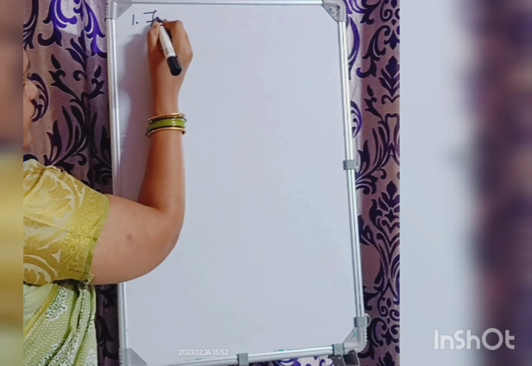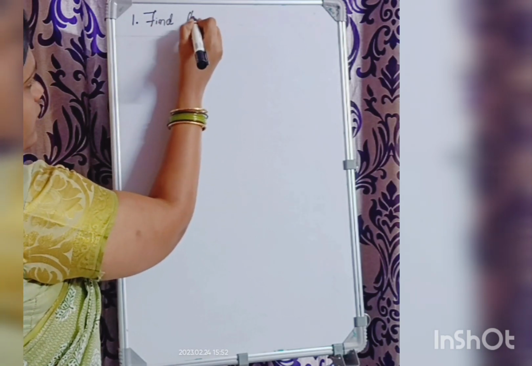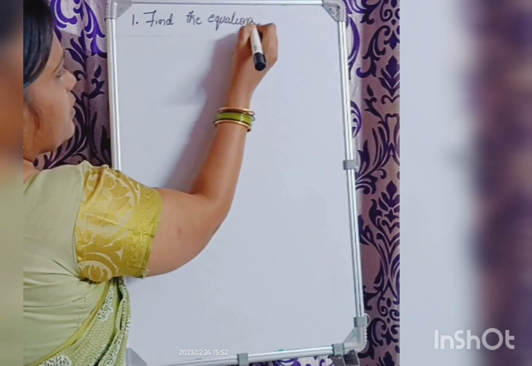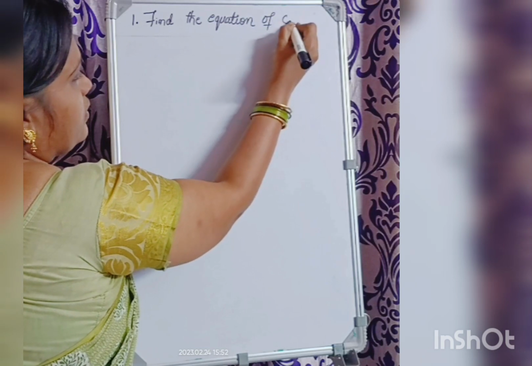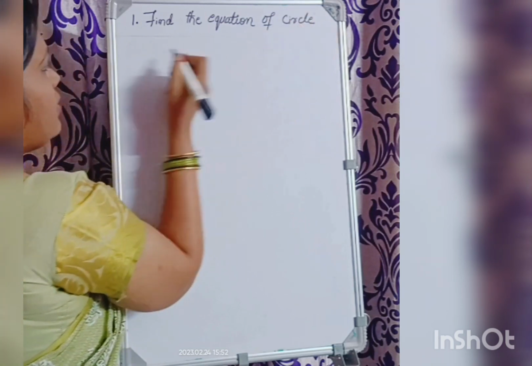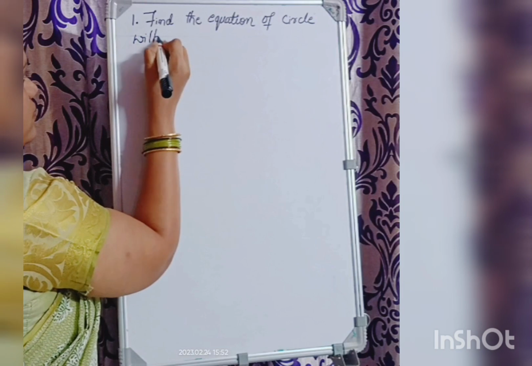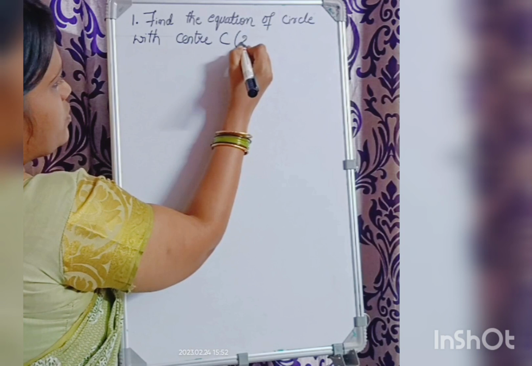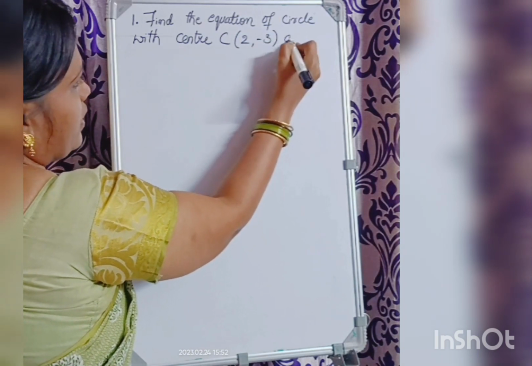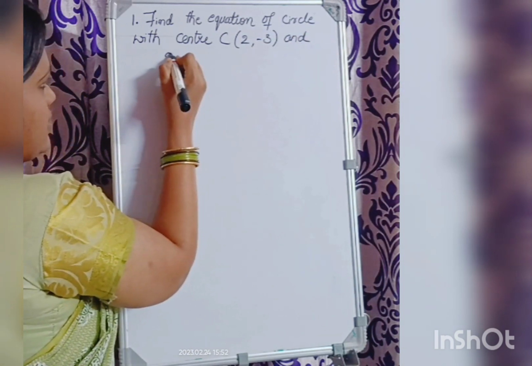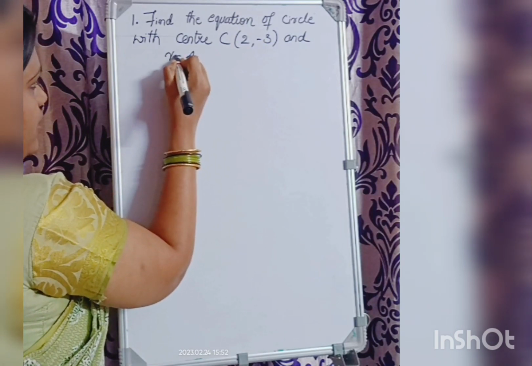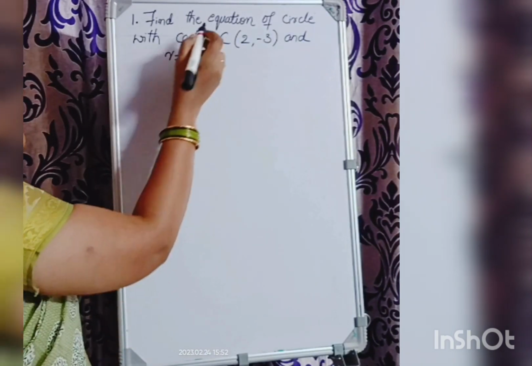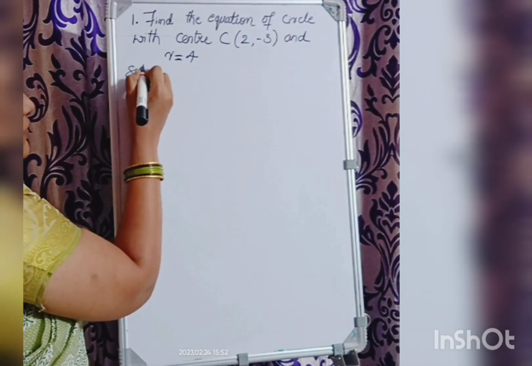Let's consider: find the equation of circle with center 2 comma minus 3 and radius, say, 4, okay, radius 4. So here they'll give the center and radius. We need to find the equation of circle.